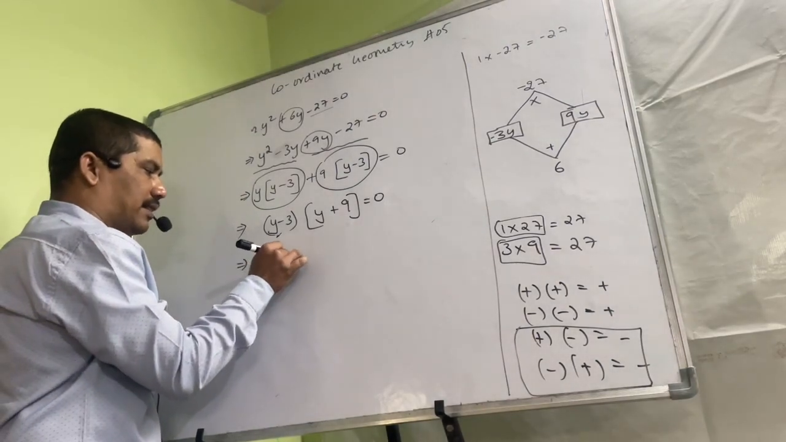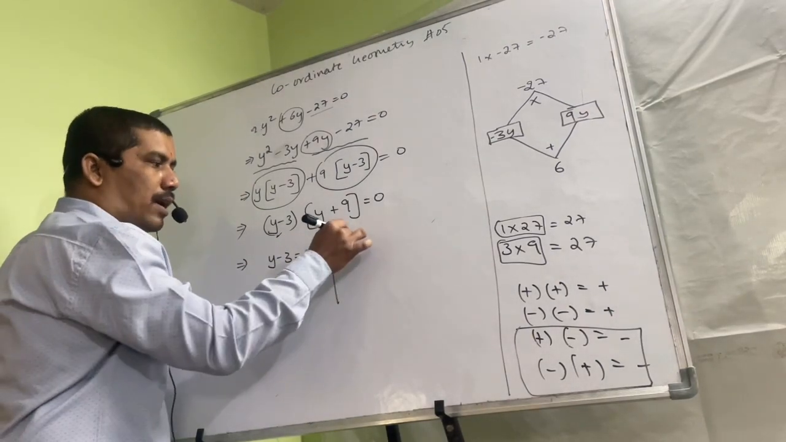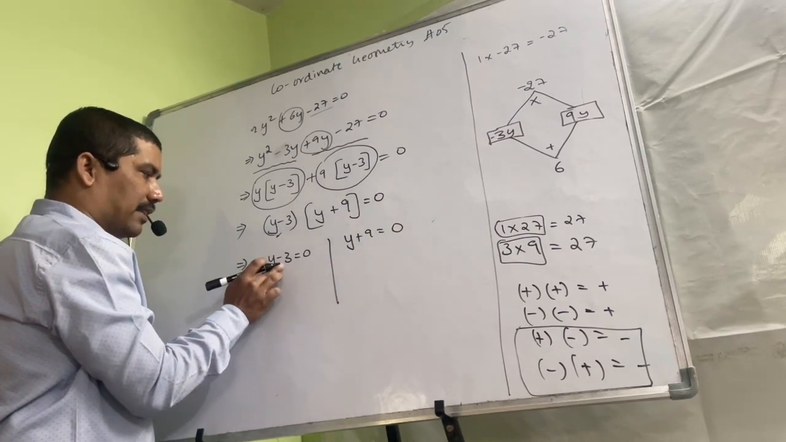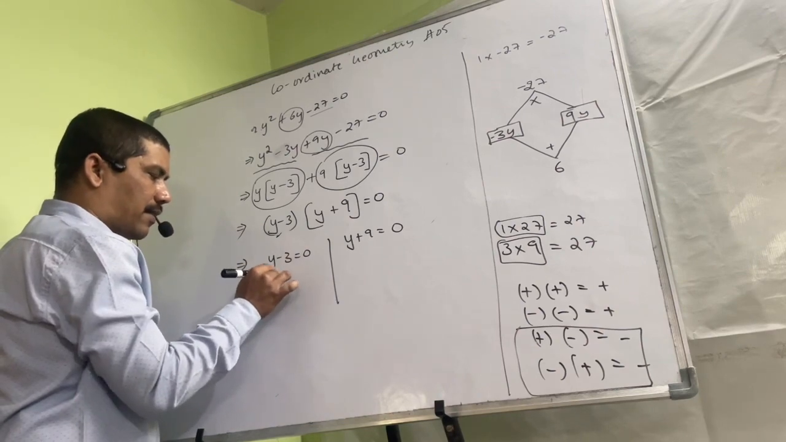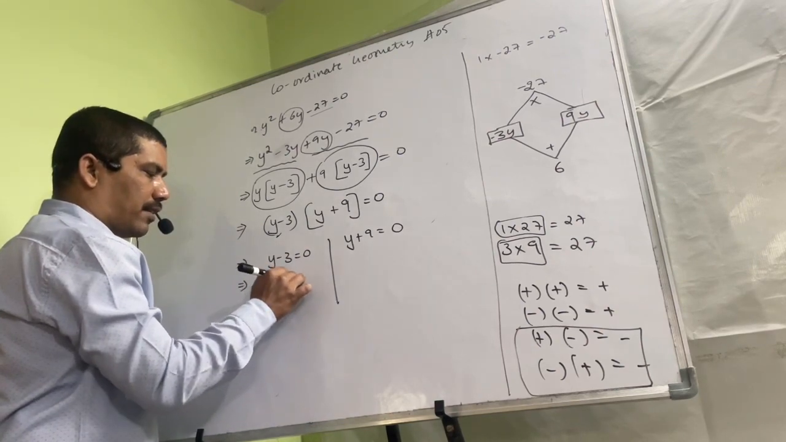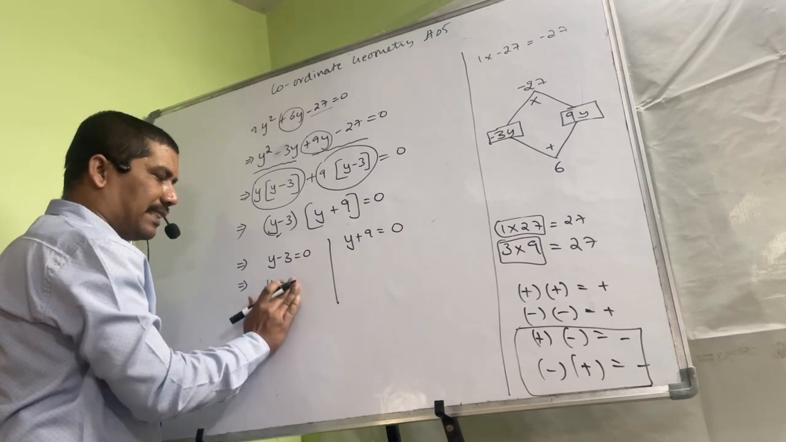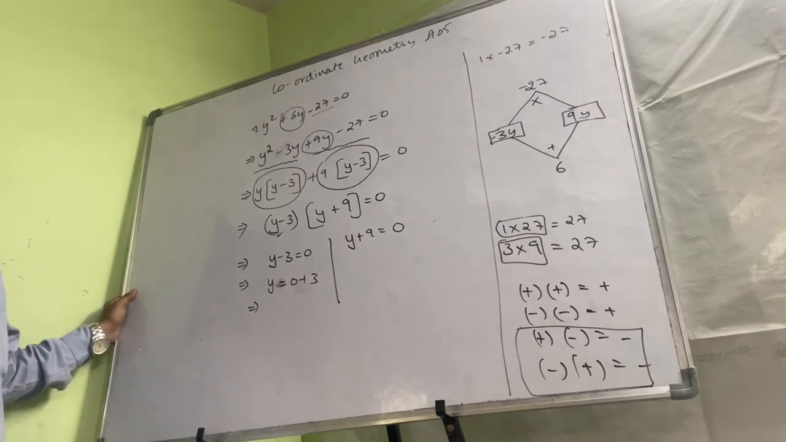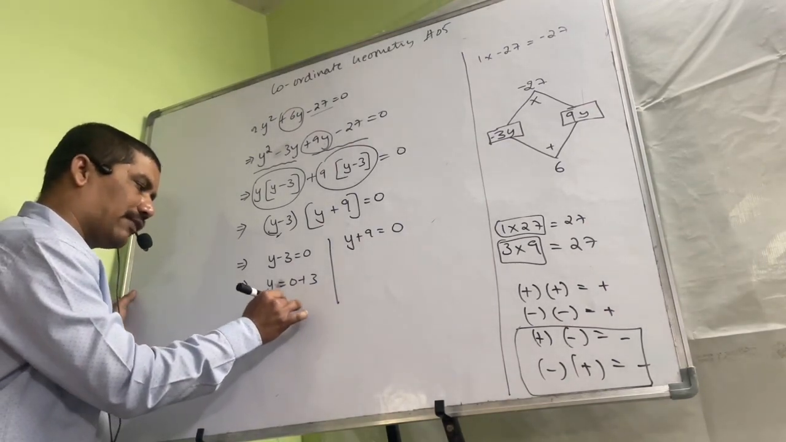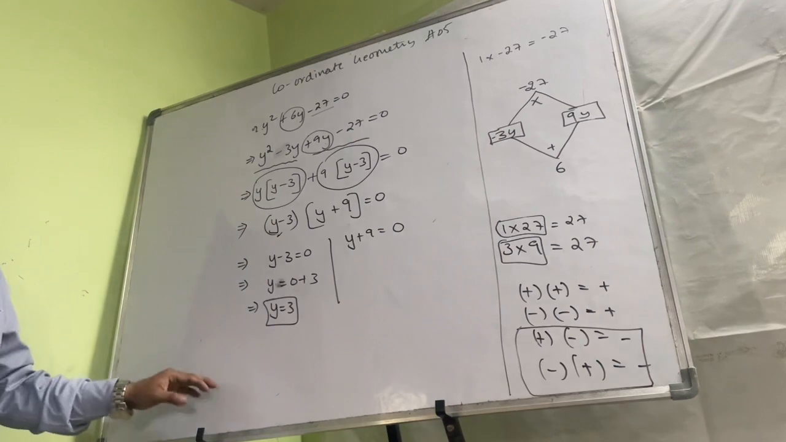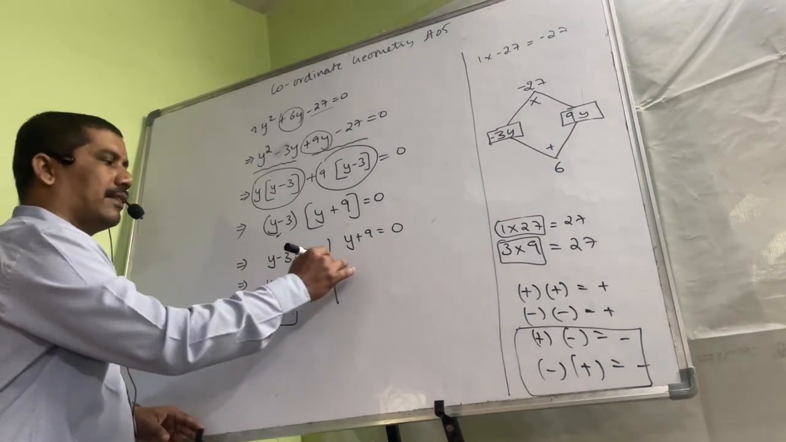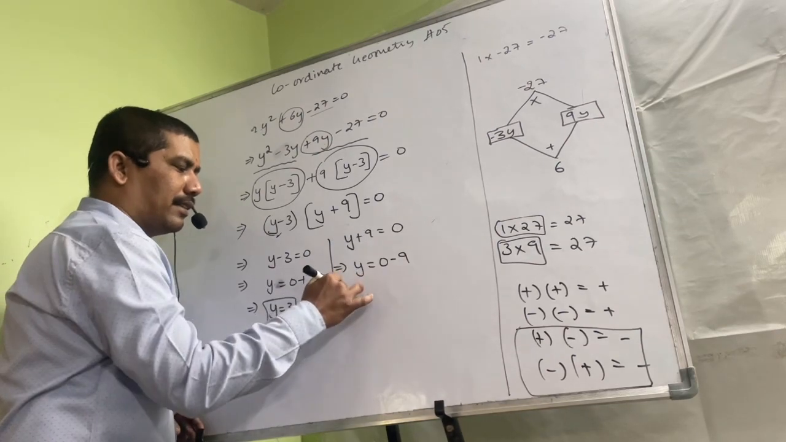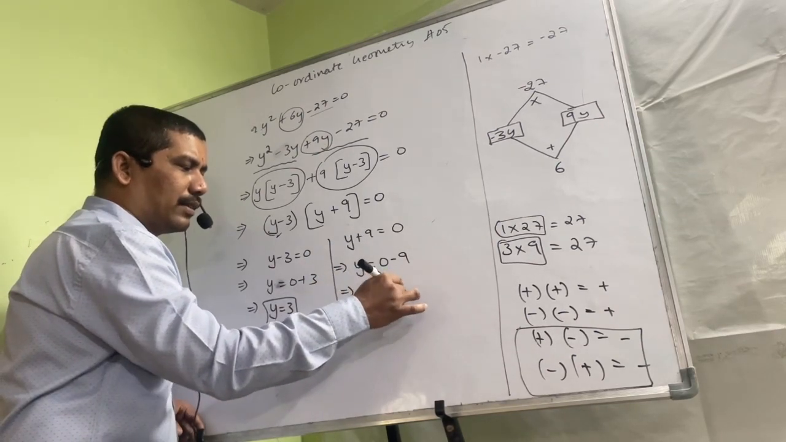Y minus 3 equal to 0. Y plus 9 equal to 0. Now this minus 3 goes to the right side and becomes plus 3. Actually, if I write in details, 0 plus 3, because 0 is there already. But 0 plus 3 will be 3 only. That's why we write directly. Okay? Right. Next. Y plus 9: this goes there, becomes 0 minus 9. So 0 minus 9 is minus 9 only.